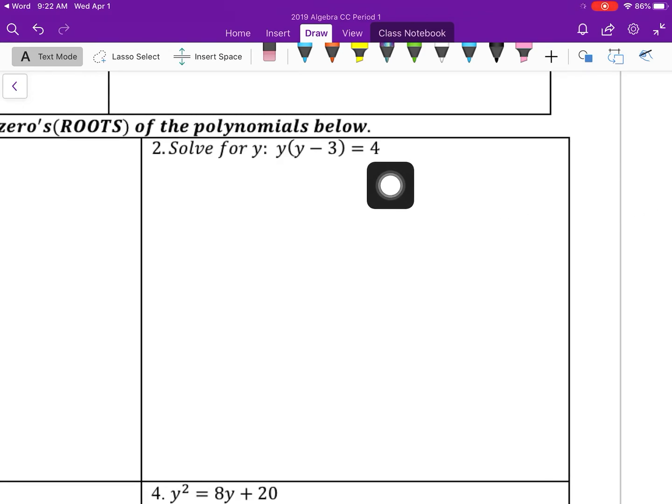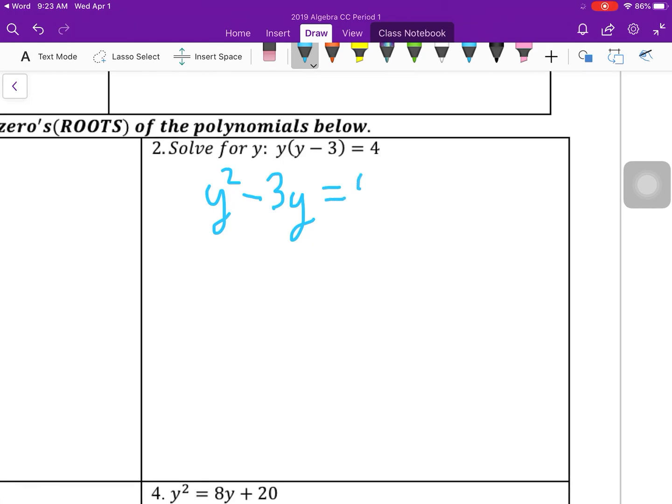First thing I notice is that it's not equal to 0, and we've got a little action here where we can actually distribute. So that's where I'm going to start. And I've got y times y, which is y squared minus 3y, and that's equal to 4. Well, we're getting closer to what we know. Next step, in order to get it equal to 0, we're going to have to subtract 4 from both sides. So I'll do that for us.